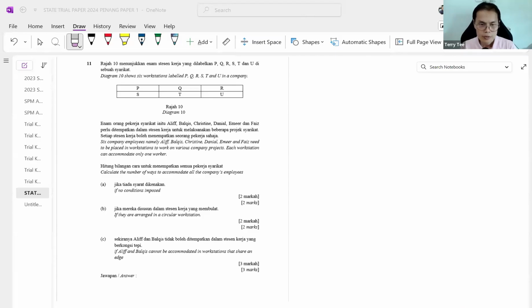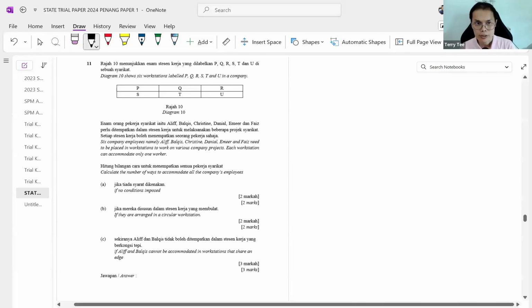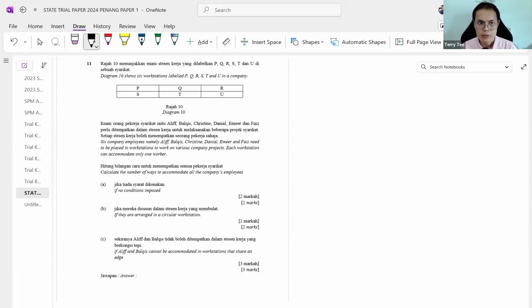Okay, so let's move on to question 11. This is from Form 5, Chapter 4, Permutation and Combination. Here the diagram shows 6 workstations labeled P, Q, R, S, T, and U in a company. 6 employees named Alif, Balkis, Christine, Daniel, Emir, and Faiz need to be placed in a workstation to work on various company projects. Each workstation can accommodate only 1 worker. Calculate the number of ways to accommodate all the company's employees if there's no condition imposed.